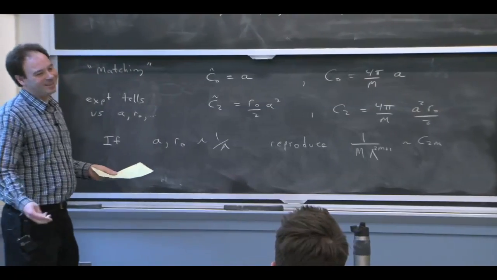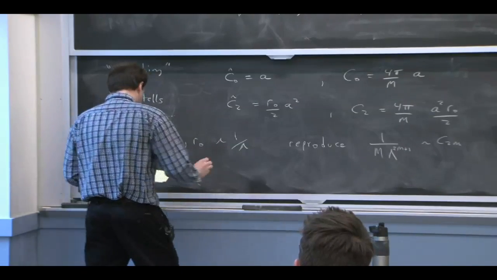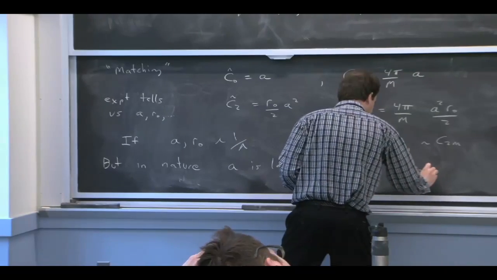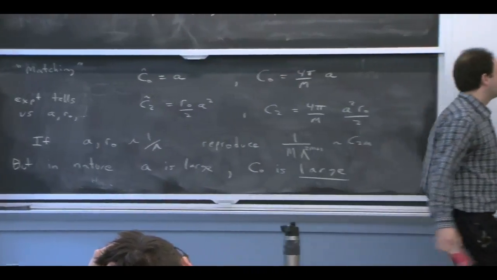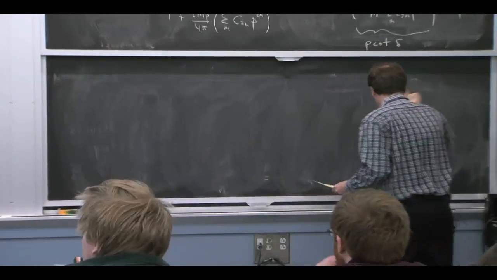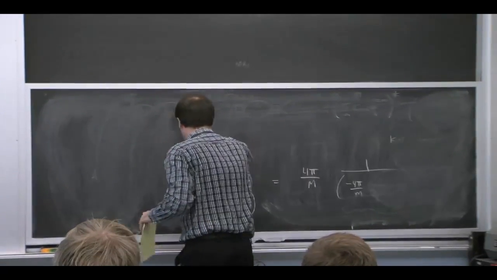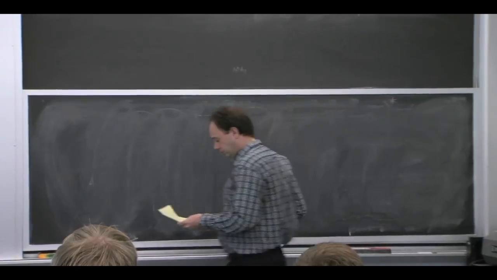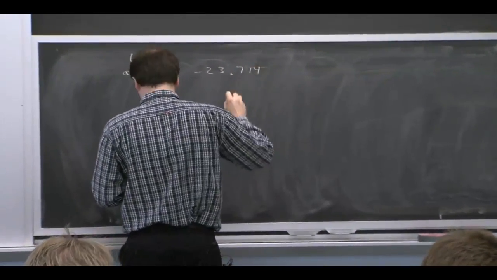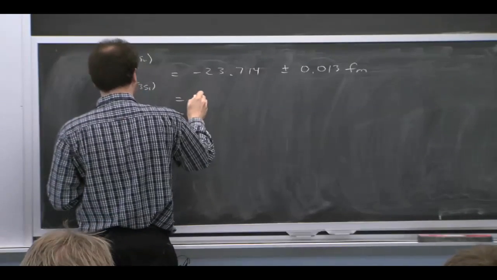But nature was not so nice, or nature threw us in a different direction. When we actually look at the value of these constants, the scattering length is large. So C0 is large from this point of view. So let me quote some numbers for you. In the 1S0 channel, which is the larger one, this guy is 23 Fermis. And in the 3S1 channel, it's 5 Fermis. And both of these are actually large.